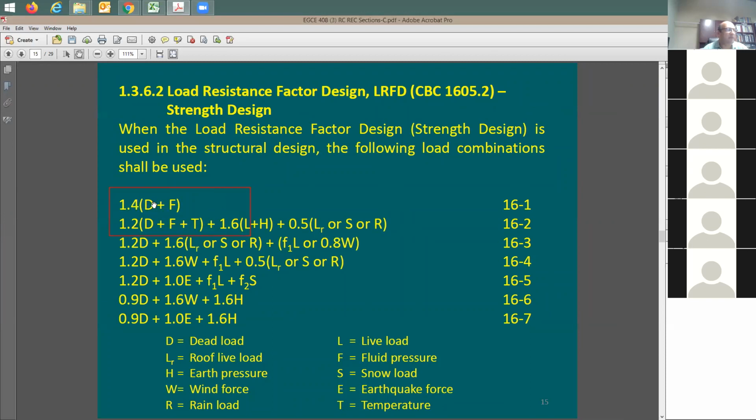It's going to be 1.4 dead versus 1.2 dead plus 1.6 live load. We covered this already. This is kind of the first slide that I want you to be aware of and I want you to use because you're going to see it in your midterm, right? Okay. Any questions on this?